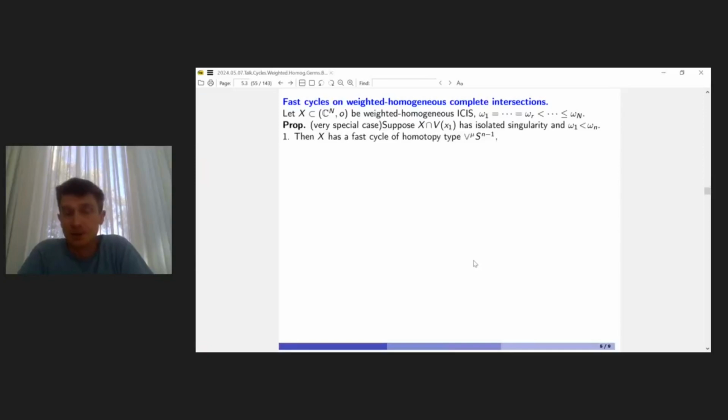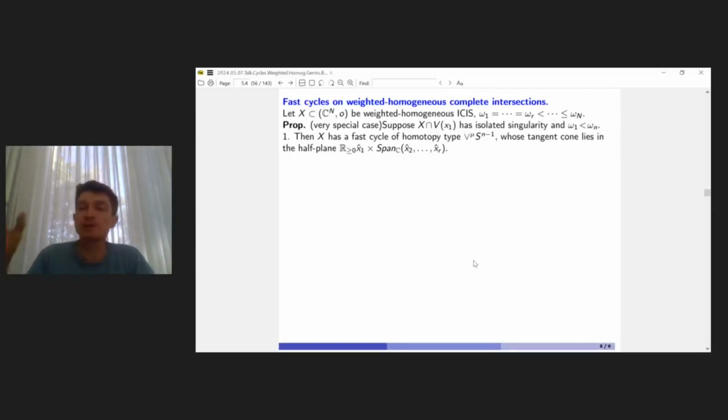Then X has a fast cycle of homotopy type of a wedge of spheres, as always. And its tangent cone will lie inside the half plane. In the first coordinate we have the half of the axis, and all the rest we have here, x2 up to xr, in the same way as we split the weights.